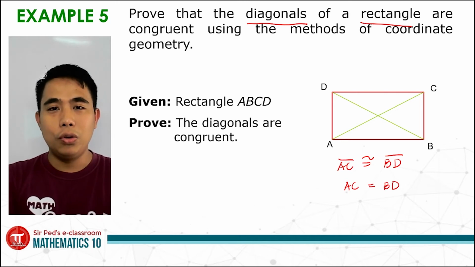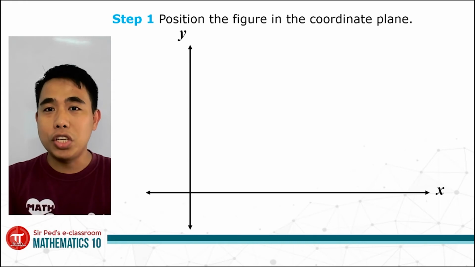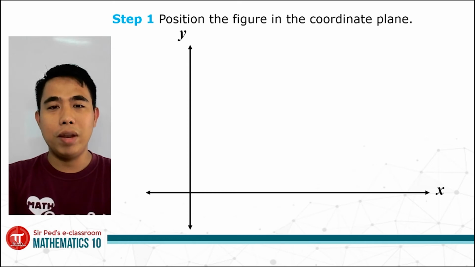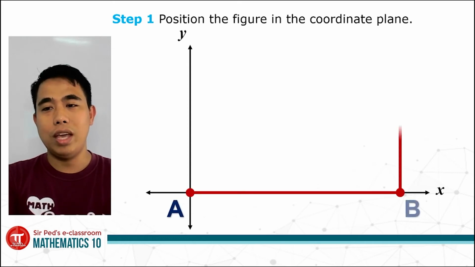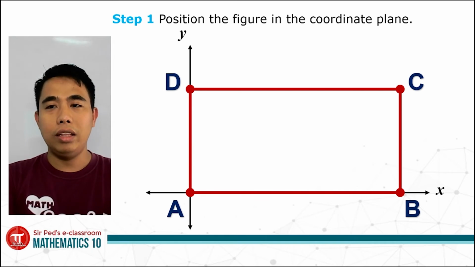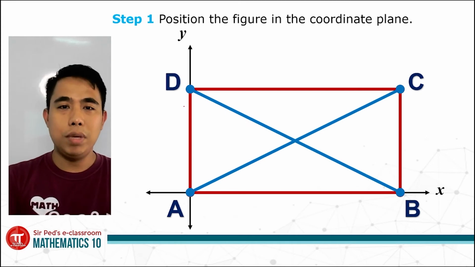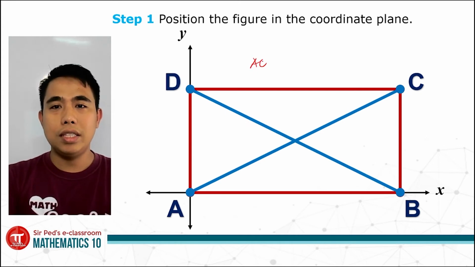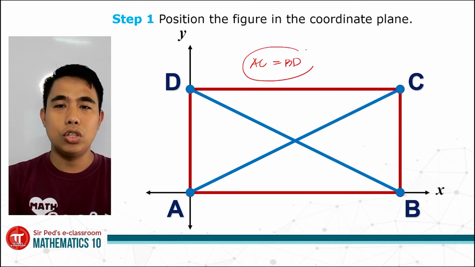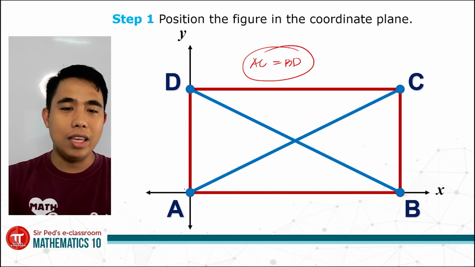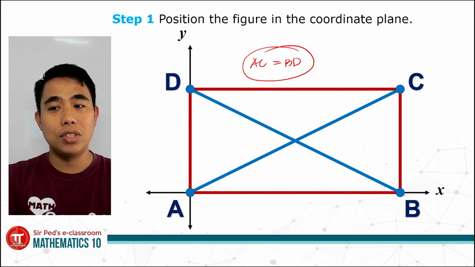Ayan. So, first step natin, we are going to position the figure in the coordinate plane. So, rectangle siya. So, two sides can be placed in the x and y axis. So, we have this. And then AC, that's the diagonal AC. And then diagonal BD. So, we are going to prove that AC is equal to BD. Yan yung isi-show natin. But before that, step 2 natin, determine the coordinates. Ayan. Anong magiging coordinates ni A? Since nasa origin siya, magiging 0, 0.